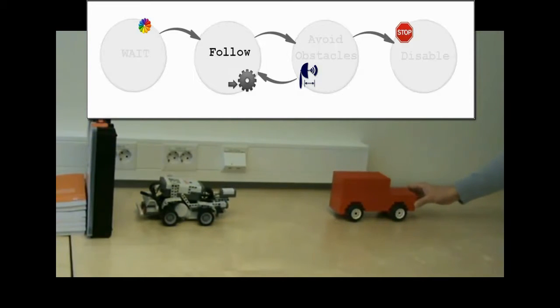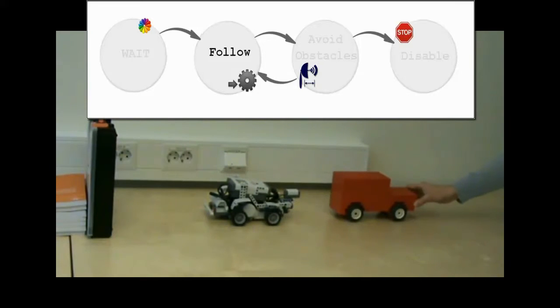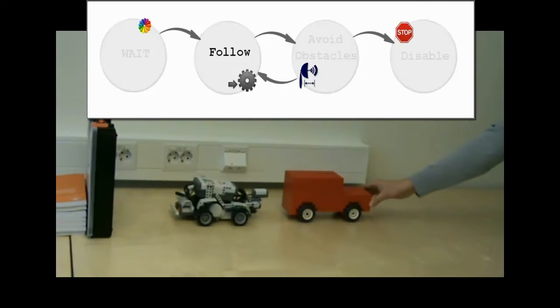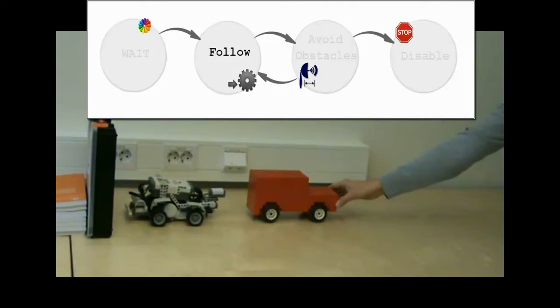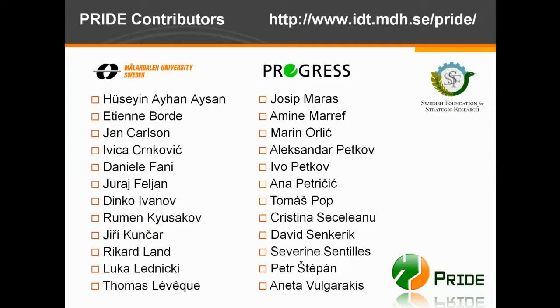First, the car waits until it recognizes that it must follow the car in front. Then it follows this car forward and backward. When it detects an obstacle, it warns the car in front with a warning sound.